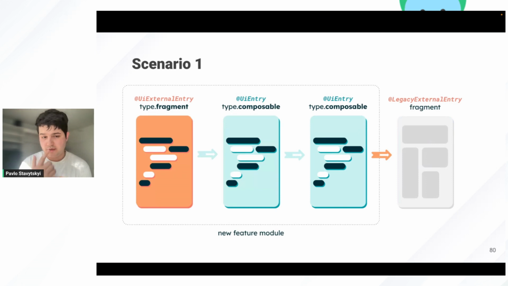However, in this new feature, you can have a use case, still the same scenario, where you need to navigate from this new feature to some existing screen in the app. In this case, you just annotate that existing fragment with the legacy external entry annotation, and you perform navigation from this blue screen to that fragment using the navigation controller, the way we discussed before.